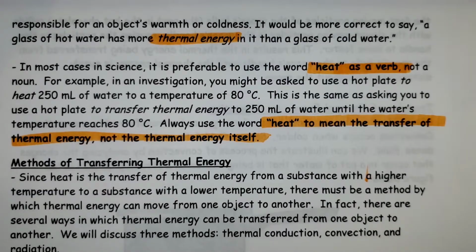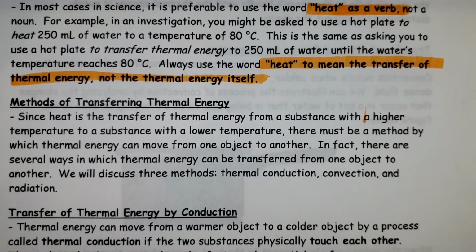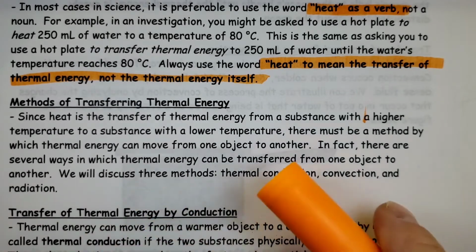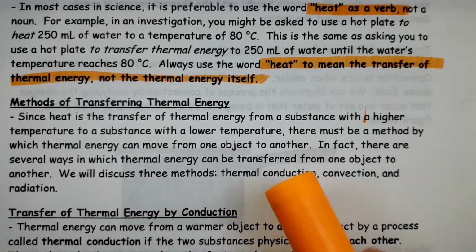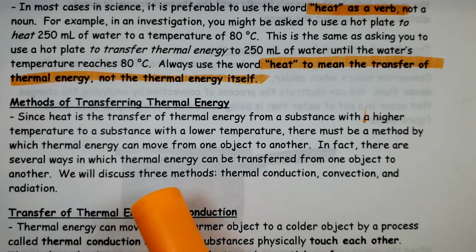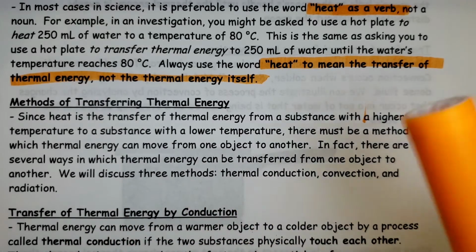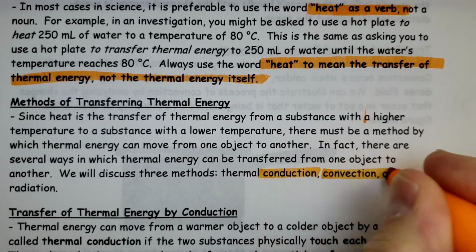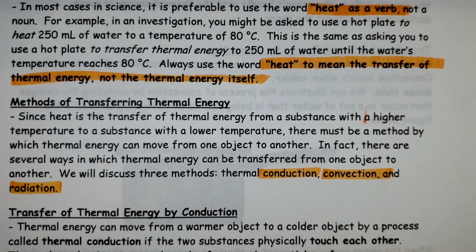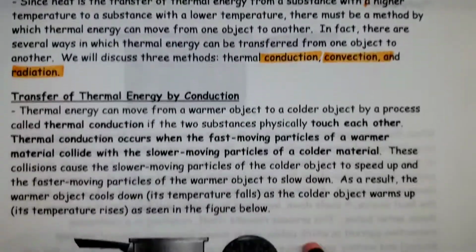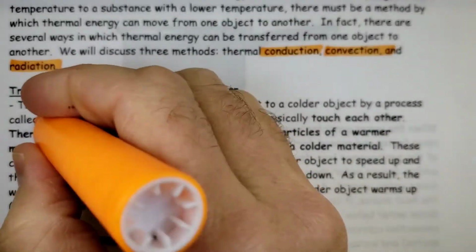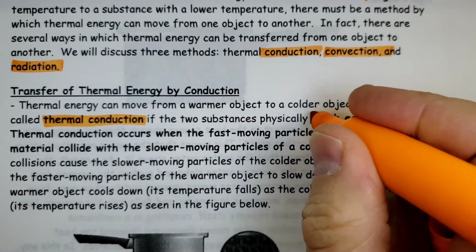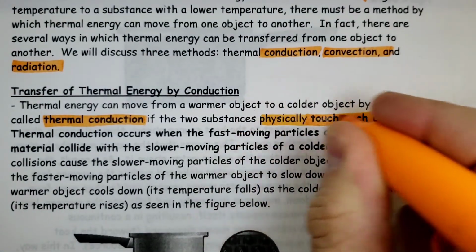Okay? Methods of transferring thermal energy. So how can we transfer thermal energy? Since heat is the transfer of thermal energy from a substance with a higher temperature to a substance with a colder one, there must be various methods. In fact, there are several ways to do this. We'll discuss 3 methods: thermal conduction, convection, and radiation. So if we look at conduction first, thermal energy can move from a warmer object to a colder object by a process called thermal conduction. And in thermal conduction, they have to actually physically touch each other.